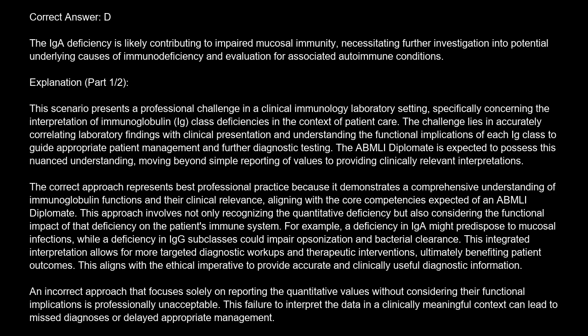Correct approach represents best professional practice because it demonstrates a comprehensive understanding of immunoglobulin functions and their clinical relevance, aligning with the core competencies expected of an ABMLI Diplomate. This approach involves not only recognizing the quantitative deficiency, but also considering the functional impact of that deficiency on the patient's immune system. For example, a deficiency in IgA might predispose to mucosal infections, while a deficiency in IgG subclasses could impair opsonization and bacterial clearance. This integrated interpretation allows for more targeted diagnostic workups and therapeutic interventions, ultimately benefiting patient outcomes.